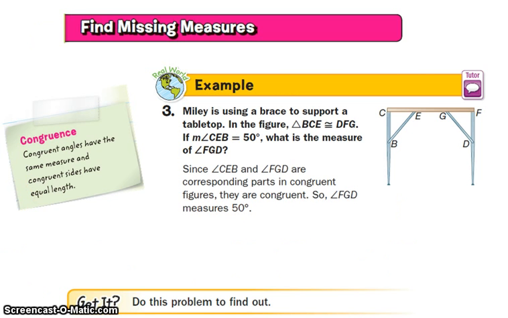All right, let's look at the last example here real quick. Finding missing measures. Now that you know that congruent figures have corresponding angles, it's very easy to find missing angles. In this figure right here, triangle BCE is congruent to triangle DFG. They're saying if angle CEB is 50, so angle CEB is right here, and that's 50. What is the measure of FGD? So FGD is right here. They're corresponding angles, so they're going to be congruent. So if this is 50, this is going to be 50.